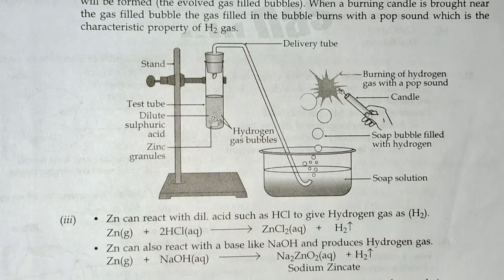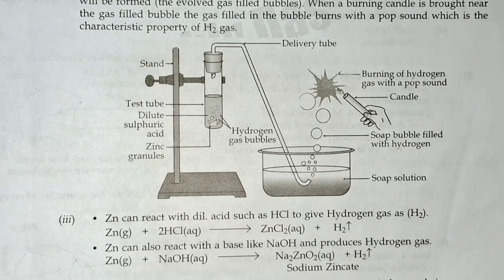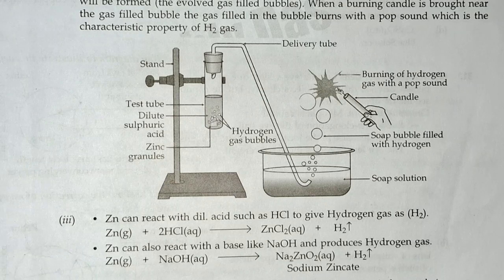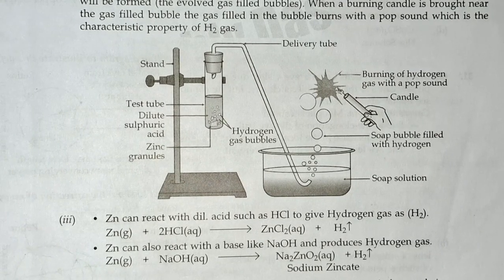Third, Zn can react with dilute acids such as HCl to give hydrogen gas, H2. Zn(s) + 2HCl(aq) reacts to give ZnCl2(aq) + H2(g).